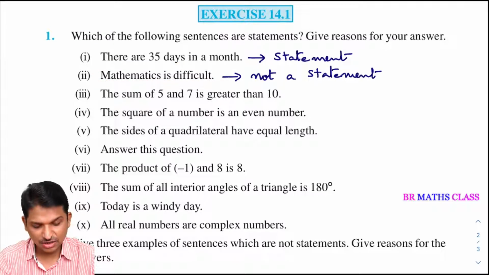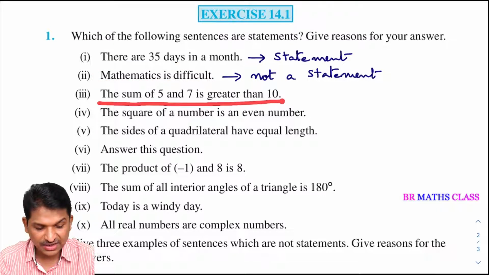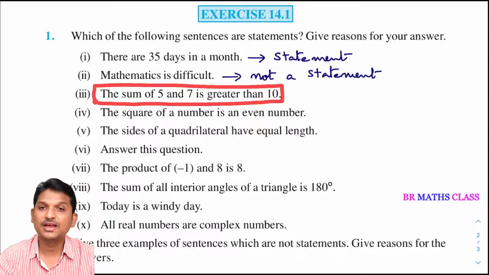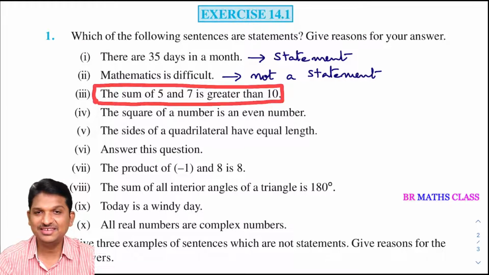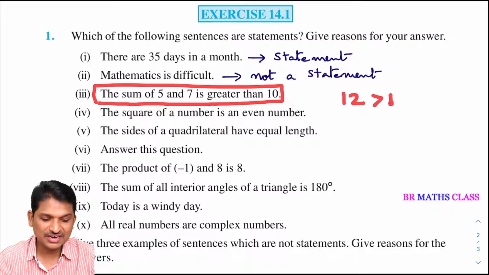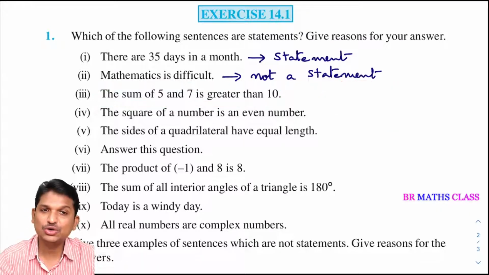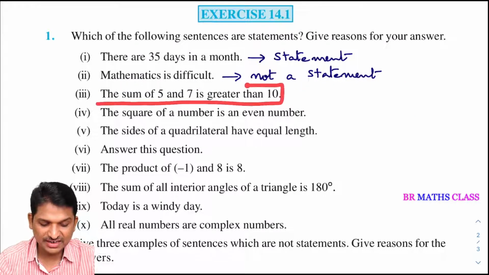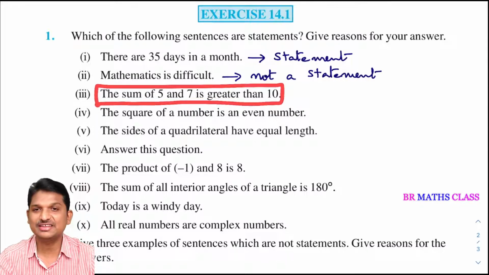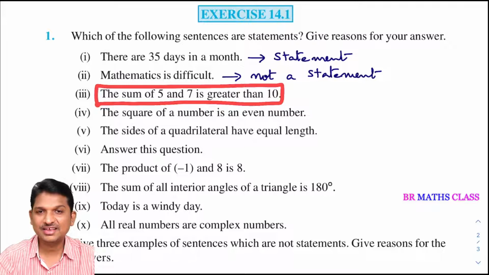Okay. Now see this third bit. The sum of 5 and 7 is greater than 10. Those who completed 10th standard can say easily. The sum of 5 and 7 is what? The sum of 5 and 7 is 12. 12 is greater than 10. Can you declare that it is true or false? Can we declare? Yes, we can easily declare that it is true. The statement they have given is true.